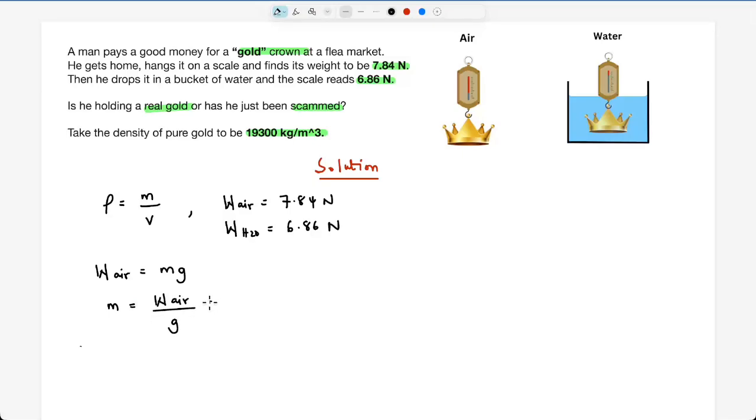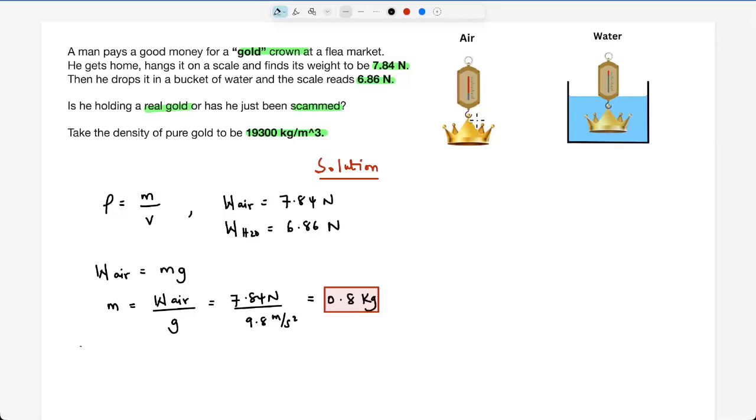So in this case, we have 7.84 newtons divided by 9.8 meters per second squared. If you divide this, you get 0.8 kilograms. So this is the mass of this crown. Next we need to determine the volume of this crown. And how do we do that? Because this crown is an irregularly shaped object, we have to use Archimedes' principle to find the volume of this crown.